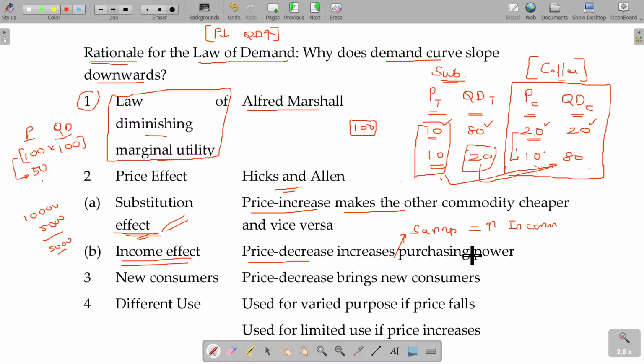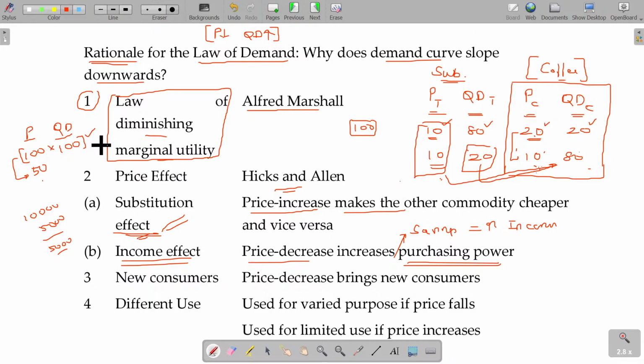Because of the increase in income, the consumer is now capable of purchasing more. Why? Because the fund available earlier was not enough to purchase more than 100. Now the same fund is capable of purchasing more quantity because his purchasing power is increasing. This purchasing power increase angle is named the income effect. So these are the three.